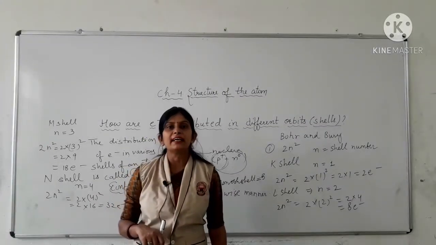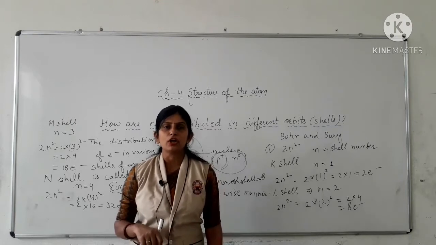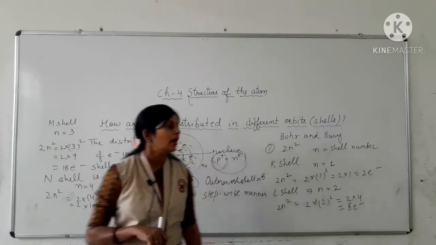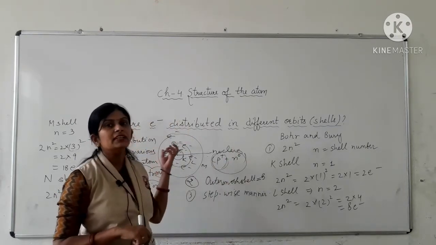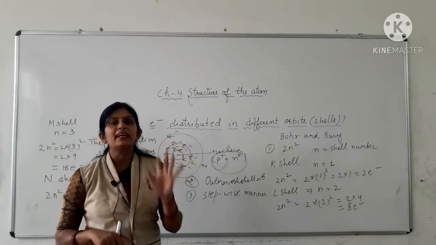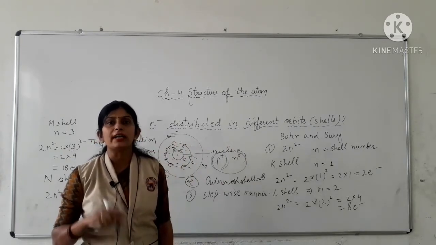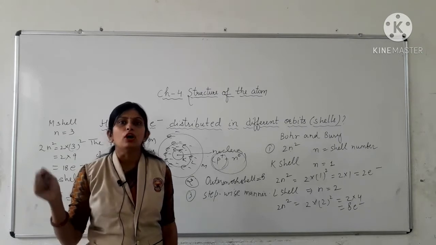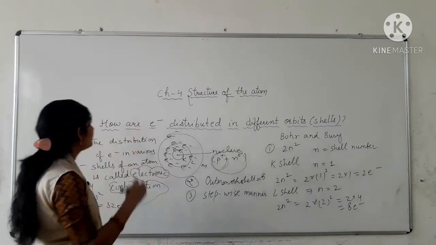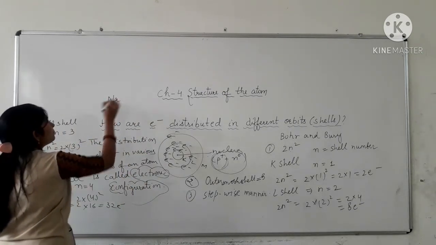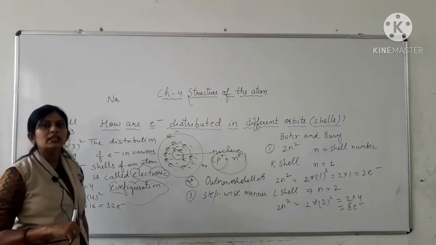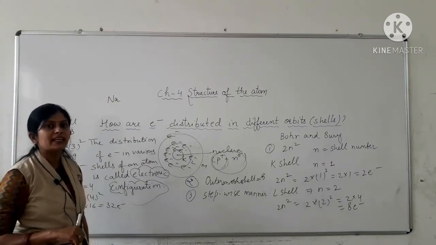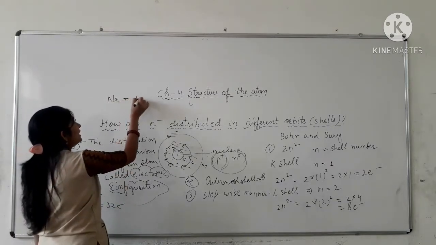Now, we will take 3 examples in order to understand how we can apply these rules while writing the electronic configuration or electronic distribution of an atom. See, sodium. The total number of electrons present in sodium is 11.